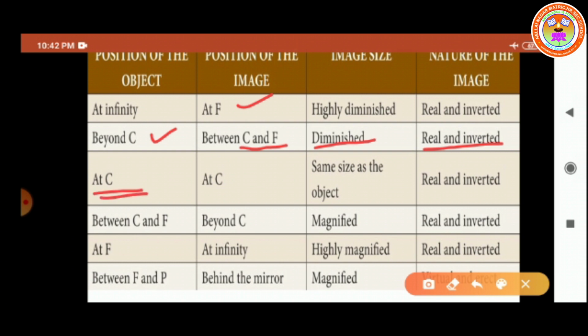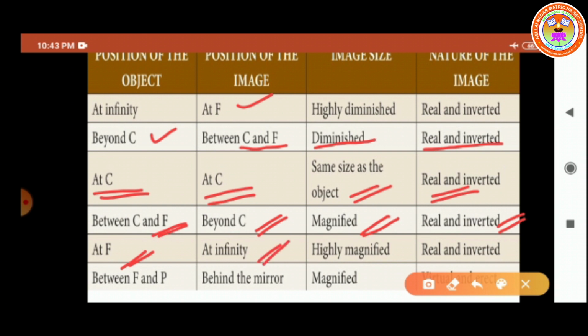Suppose the object is located at the center of the curvature. The image will be formed at the center of the curvature. The size of the image is the same size as the object, and it gives us a real and inverted image. Suppose the object is located in between the center of the curvature and the principal focus. It forms the image beyond C. What is C? Center of the curvature. What is the size of the image? Magnified. What is the nature of the image? Real and inverted. Suppose the object is located at the F point. What is F? Principal focus, or focus.